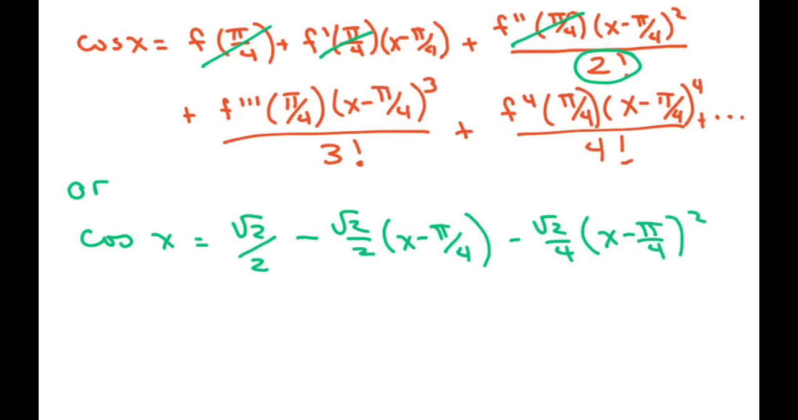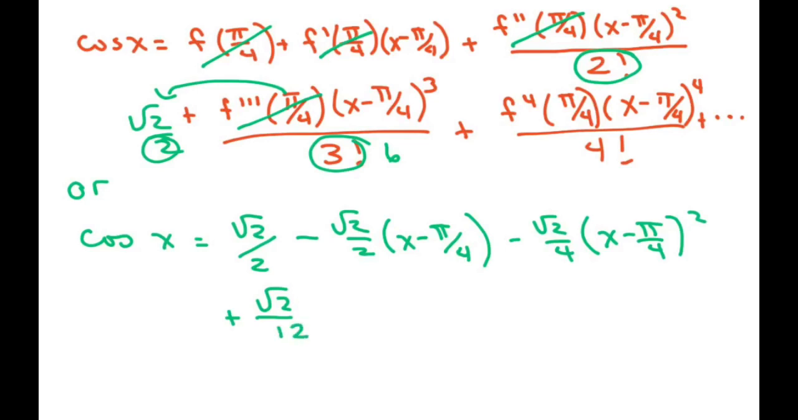And then we have plus the square root of 2 over 2. So this is the square root of 2 over 2, this part. But then you have to multiply 2 times 6. So that's going to be square root of 2 over 12. And it's going to be x minus pi over 4 cubed.